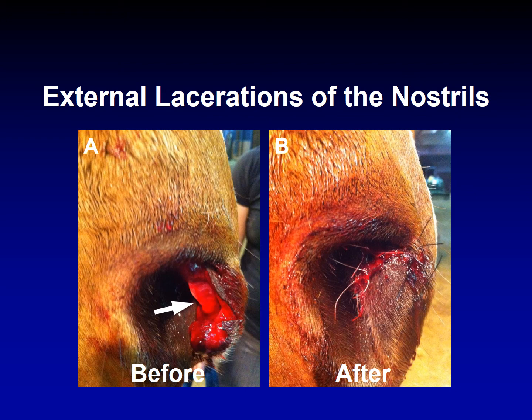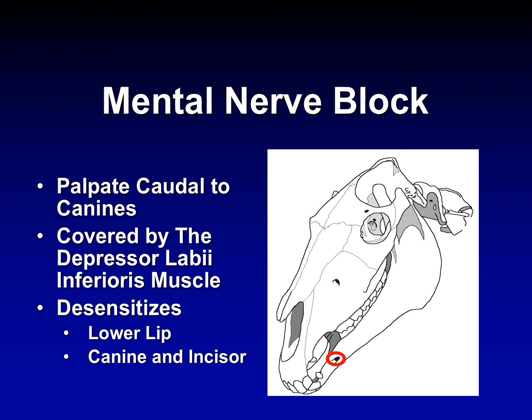The second nerve block is the mental nerve block. For the mental nerve block, we have to palpate the mental foramen, which is very easy to do, and it's about an inch or two caudal to the canine teeth. So behind the canine, you can palpate the foramen, and the foramen is also covered by the depressor labii inferioris muscle. So you have to remove the muscle out of the way with your thumb and inject your anesthetic solution in that area, again in the foramen.